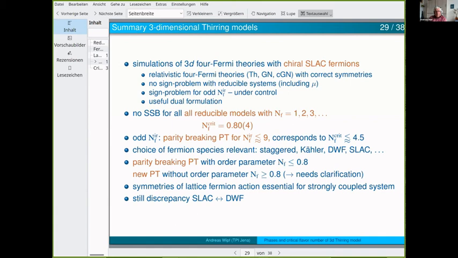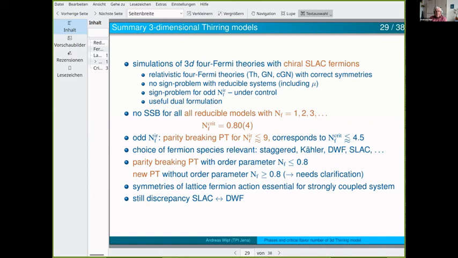Now, clearly the choice of the fermion discretization is relevant in such a strongly interacting system. Staggered fermions give clearly different results to domain-wall fermions and SLAC fermions. Domain-wall fermions and SLAC fermions may converge in the future. We don't know. Maybe Simon wants to comment on it. He looked a lot into that.